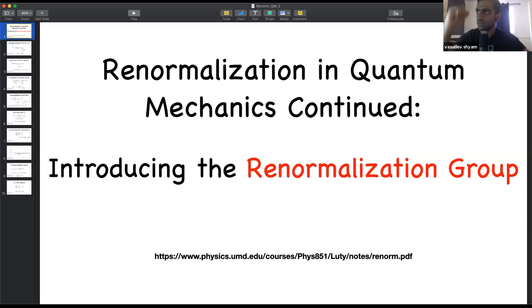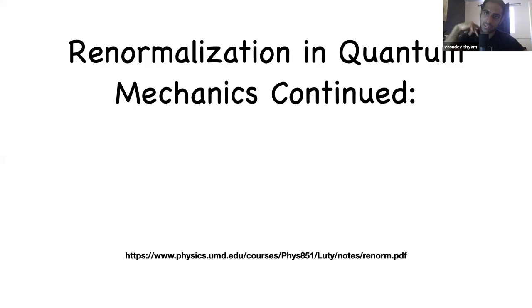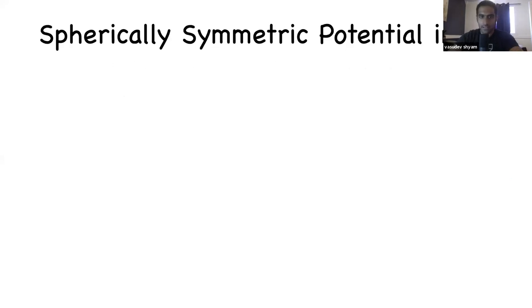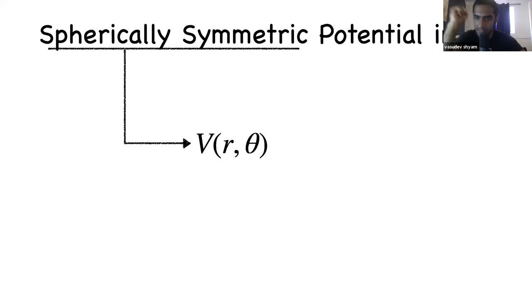So this was originally intended to be recorded separately from the call, but since we're here, I might as well do it live. So we'll introduce the renormalization group here. So as I said, let's consider a spherically symmetric potential in two dimensions. By spherically symmetric, I mean that if you wrote it in cylindrical coordinates, we'd have a function of r and theta, and this is going to purely be a function of r.